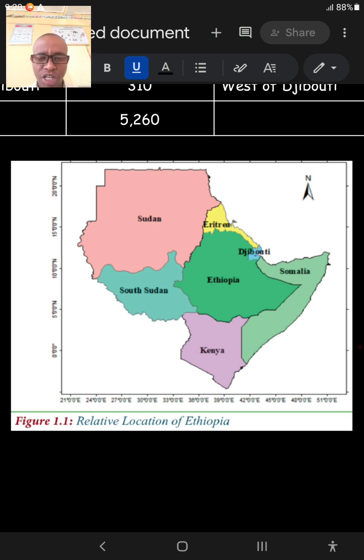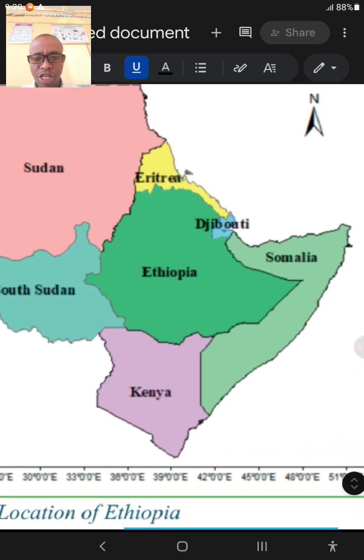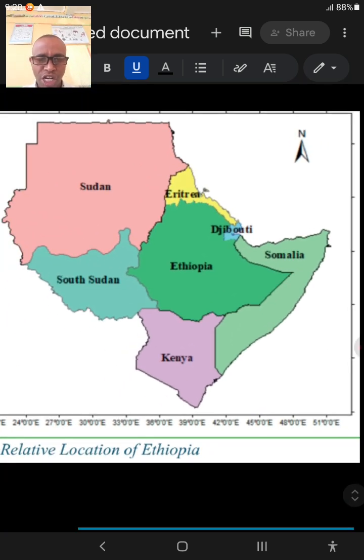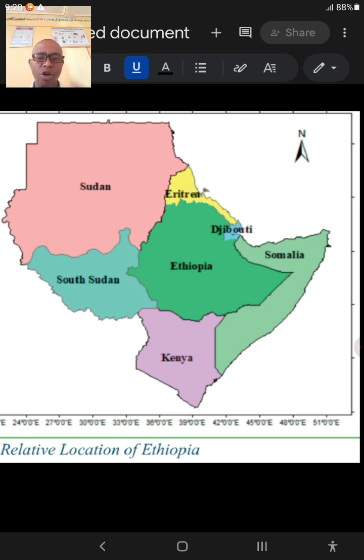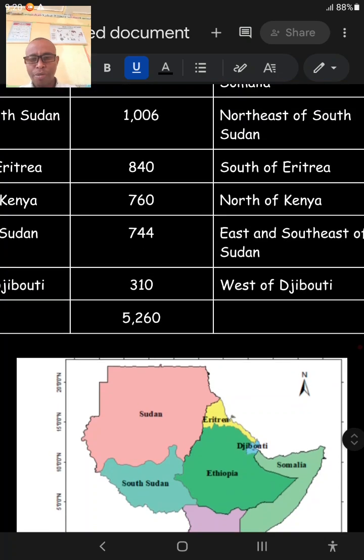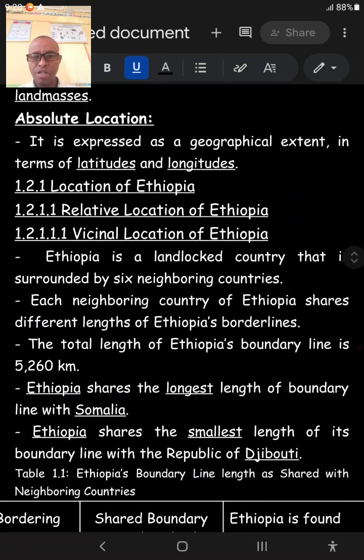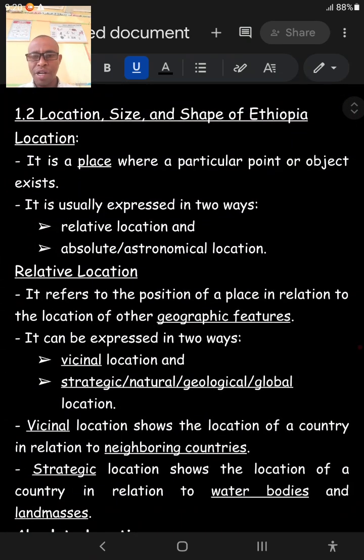From this, what you can understand here, Djibouti is the smallest country in the Horn of Africa and shares the shortest boundary line with Ethiopia, almost 310 kilometers. And Somalia, on the other hand, shares the longest boundary line, 1,600 kilometers. So my dear students, this is the lesson for today. I hope you have a clear understanding. I have explained the location and the size of Ethiopia.